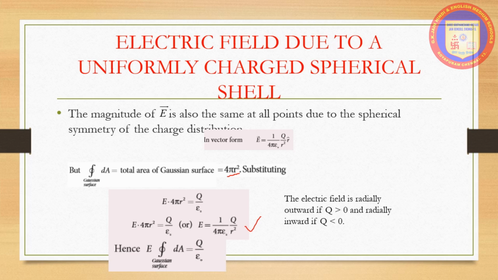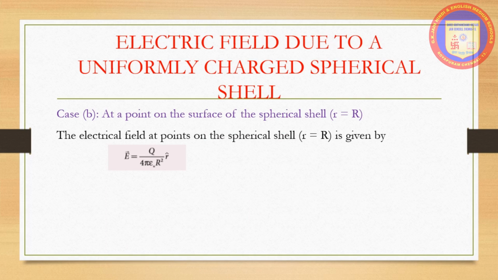E is equal to 1 by 4 pi epsilon naught q by r square into r cap. The electric field is radially outward if q is greater than 0 and radially inward if q is less than 0. Case B: at a point on the surface of the spherical shell, that is small r is equal to capital R. The electric field at the point on the spherical shell, small r equal to capital R, is given by E vector equal to q by 4 pi epsilon naught r square into r cap.